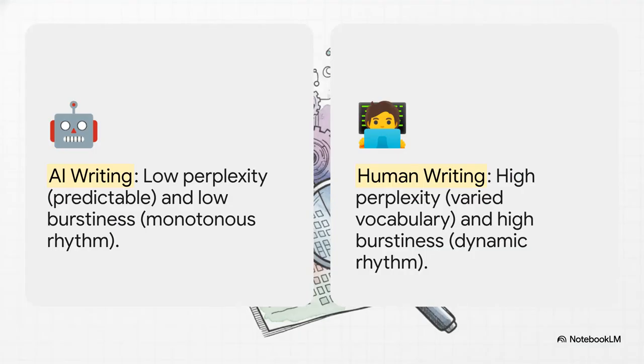So here's the bottom line. These detectors are basically pattern-sniffing dogs. They're on the hunt for that combo of low perplexity and low burstiness. When they find it, they throw up a flag and say, hey, this looks like AI. That's the core difference they're looking for. Now that we've got that down, let's get to our countdown.